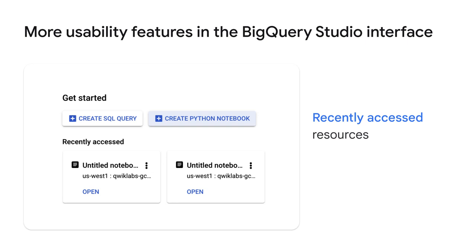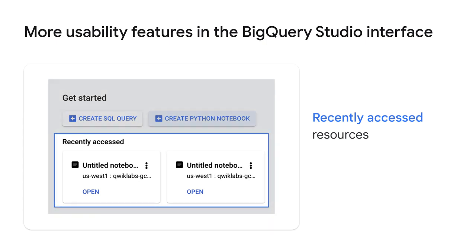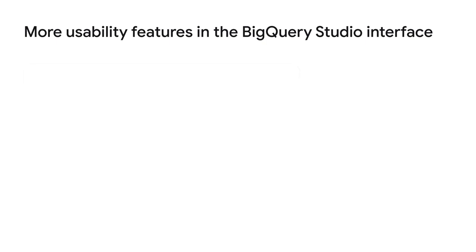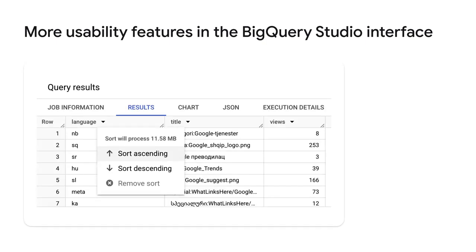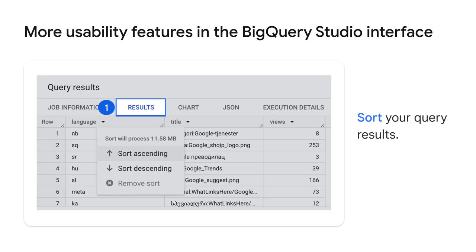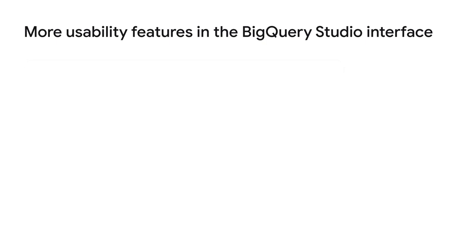Let's talk about new usability features built right into the interface. Firstly, the interface now makes it easier to retrieve recently accessed resources like notebooks. Next, when it comes to query results, you can now sort the results of a query right from the interface. And there is an estimate for the sort operation as well.